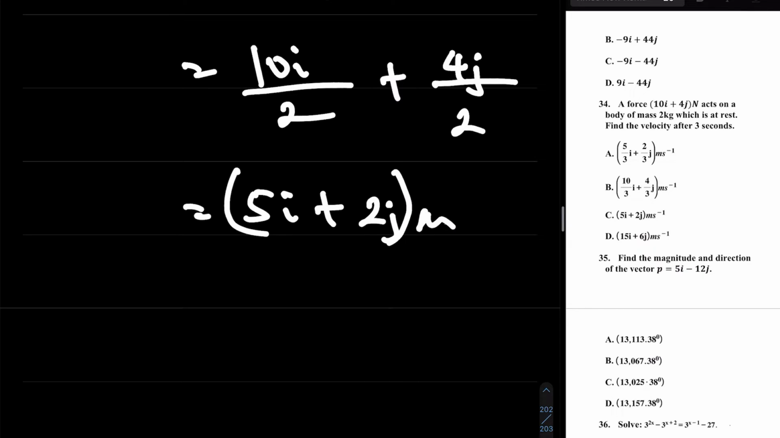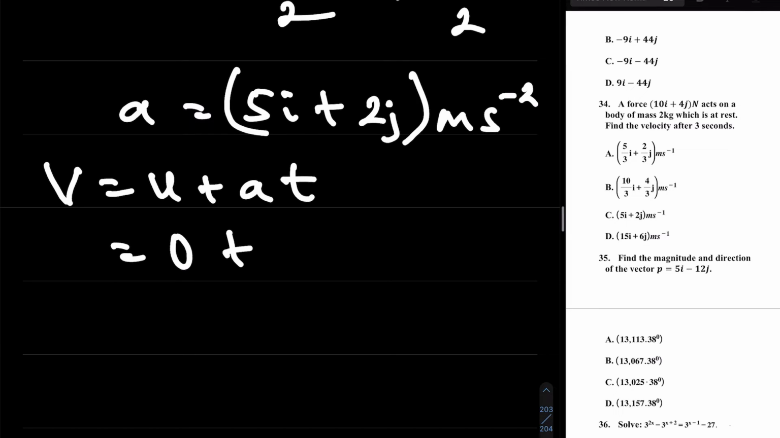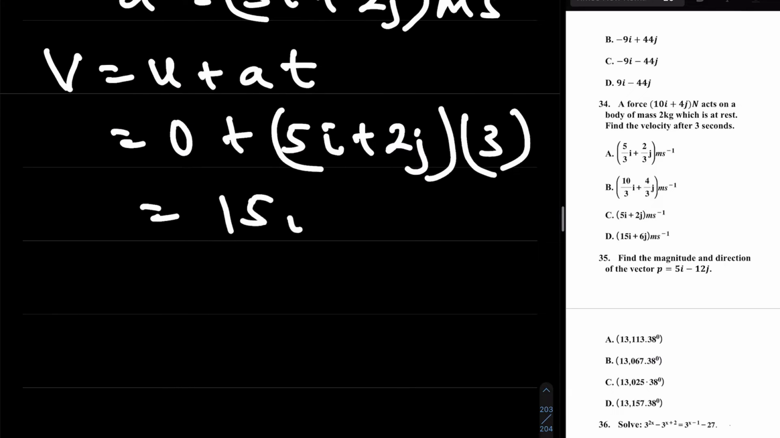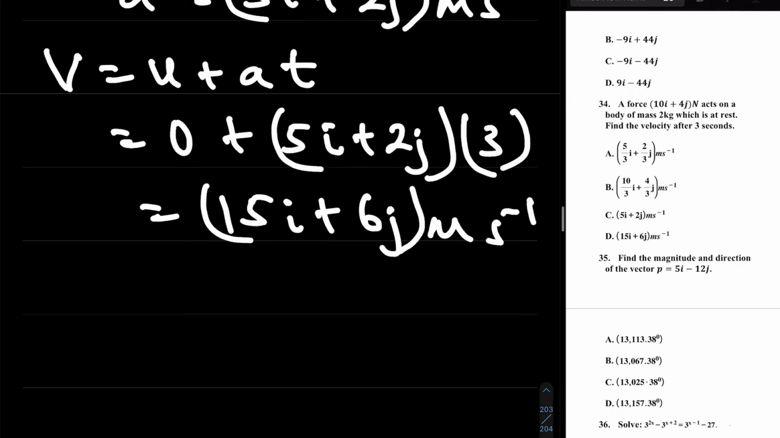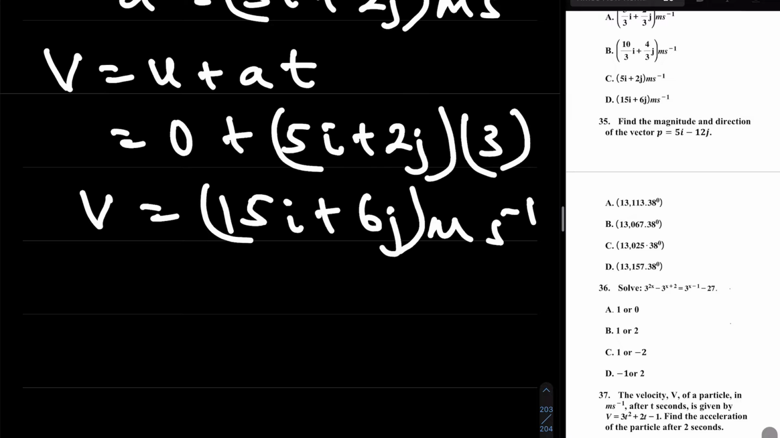So the acceleration is 5i plus 2j meters per second squared. Now we know the formula v equals u plus at. Since the body was at rest, that means u is 0. So v is 0 plus (5i plus 2j) times t, which is 3. And that simply means 15i plus 6j meters per second. And that's the velocity, 15i plus 6j meters per second. And the option that matches that is D. So the answer is D.